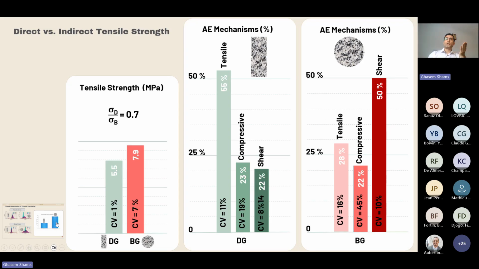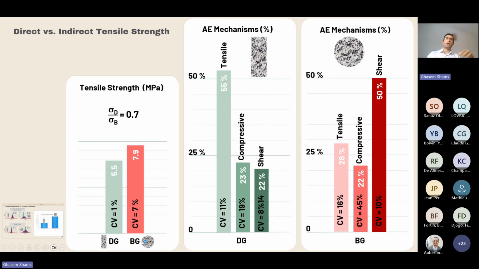We have mostly shear deformation and mostly shear microcracks in the Brazilian test. We have mostly tensile microcracks, or tensile deformation, in the direct tensile test. And the same here: the majority of the microcracks are tensile in the direct tensile test. Therefore, we can conclude that a higher proportion of shear microcracks can result in a higher tensile stress of the Brazilian disc.